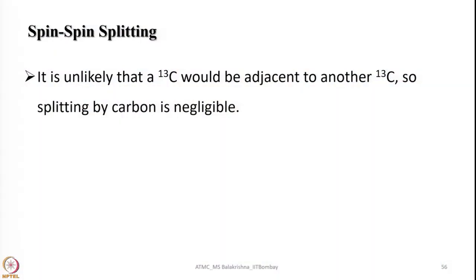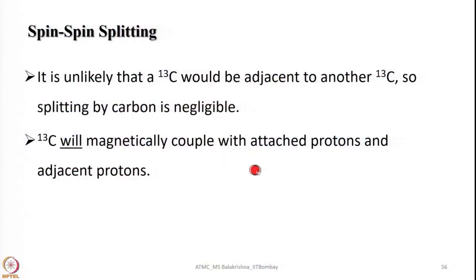Otherwise, you don't see it, because if I take 100 molecules here, 100 here, and each one has one NMR active carbon, if you mix them together, the possibility of those two coming together to establish coupling is very rare and negligible. That's the reason we don't see carbon-carbon splitting at all. 13C will magnetically couple with attached protons and adjacent ones. However, it can couple with other magnetically active nuclei such as hydrogen or phosphorus or fluorine or any other NMR active nuclei.